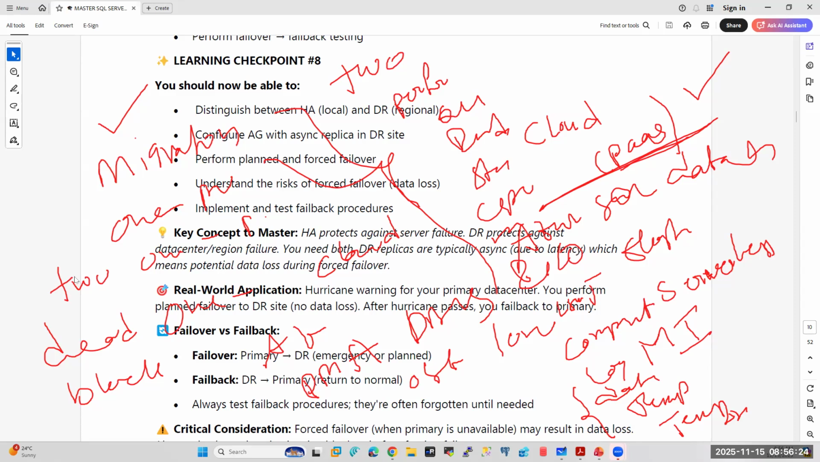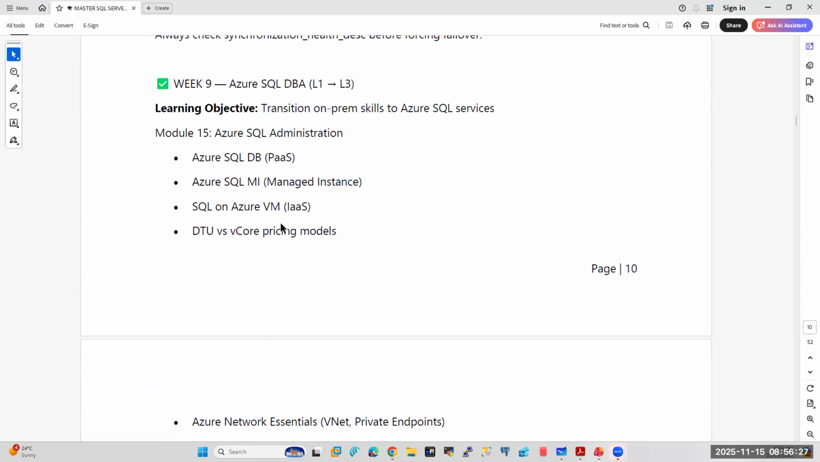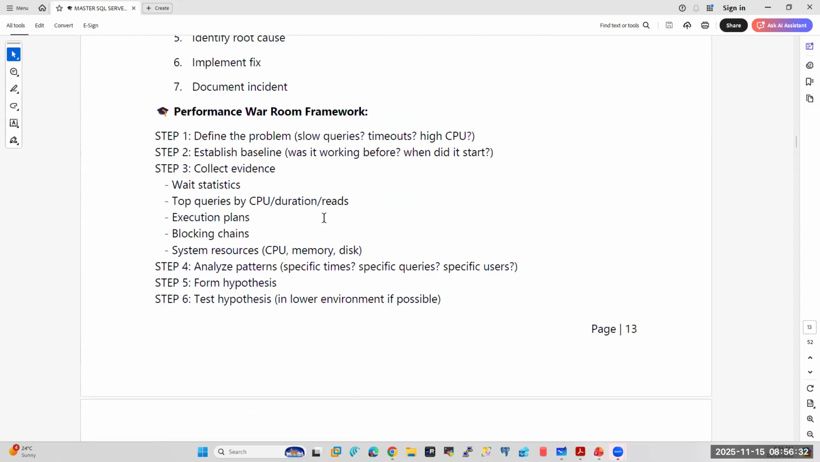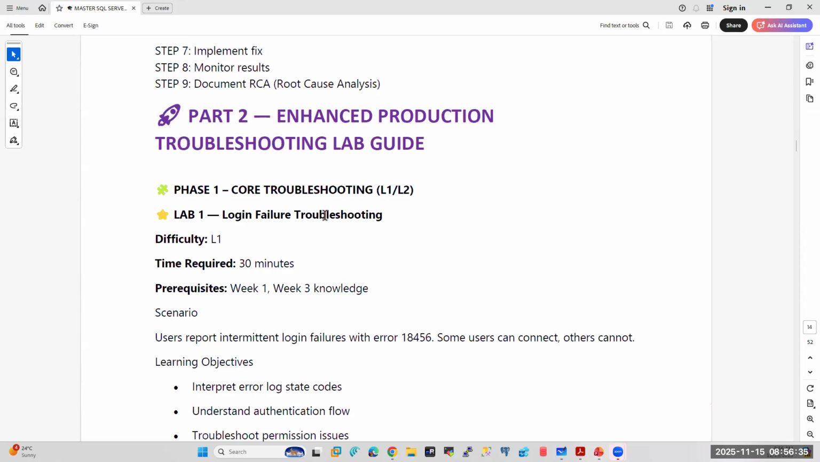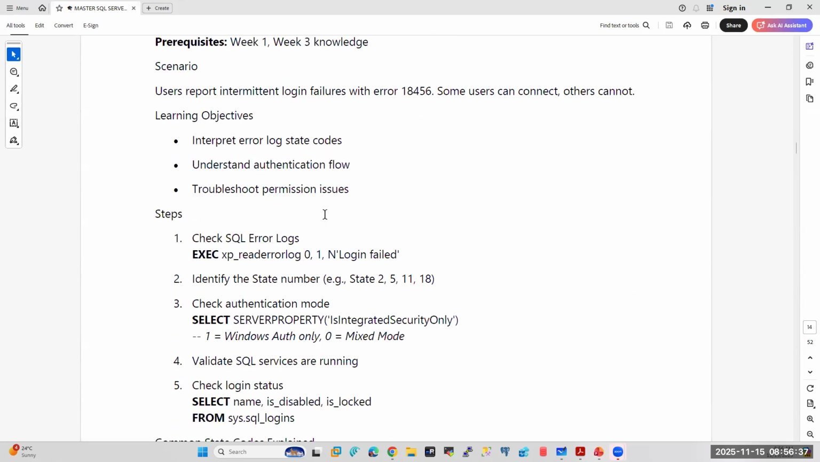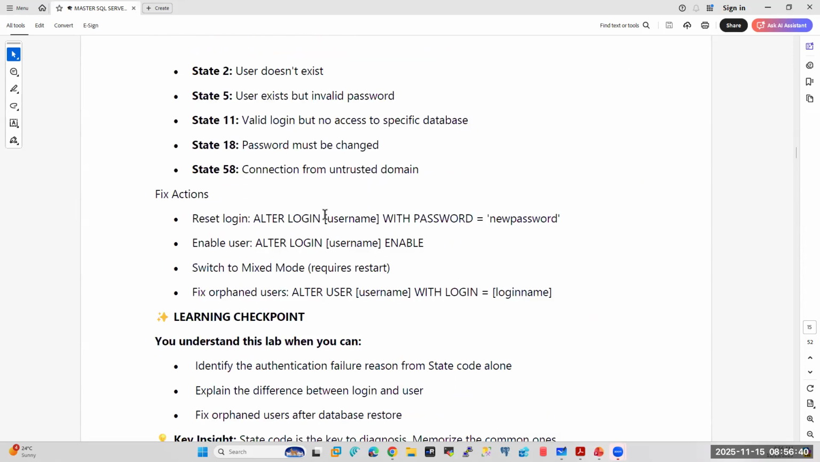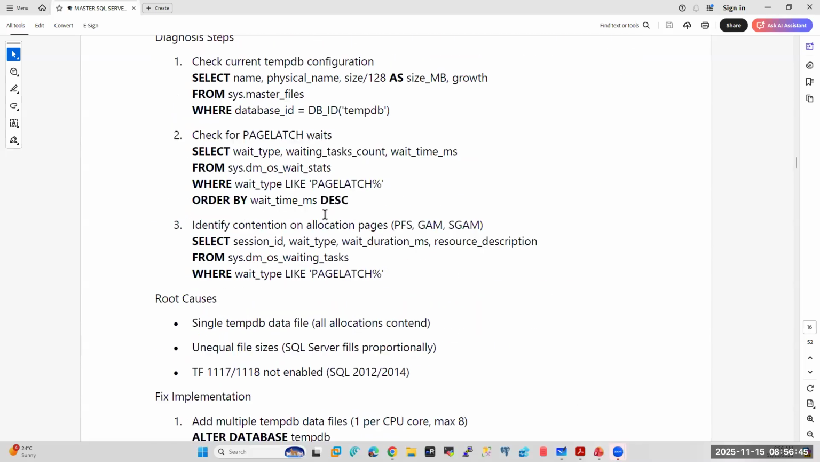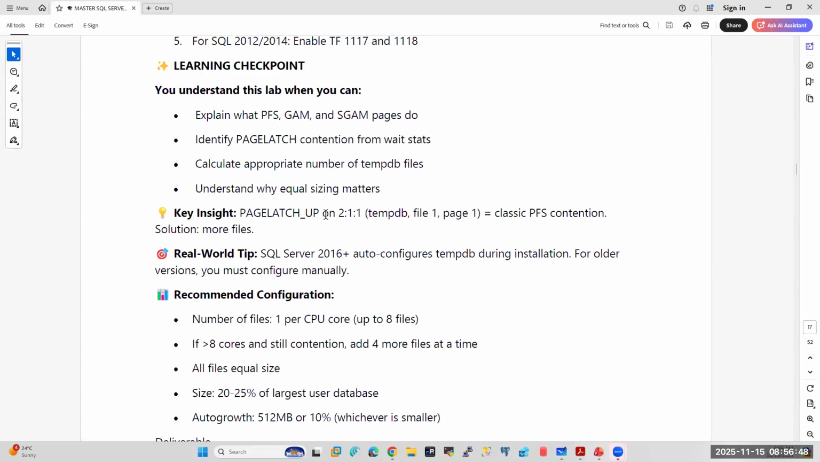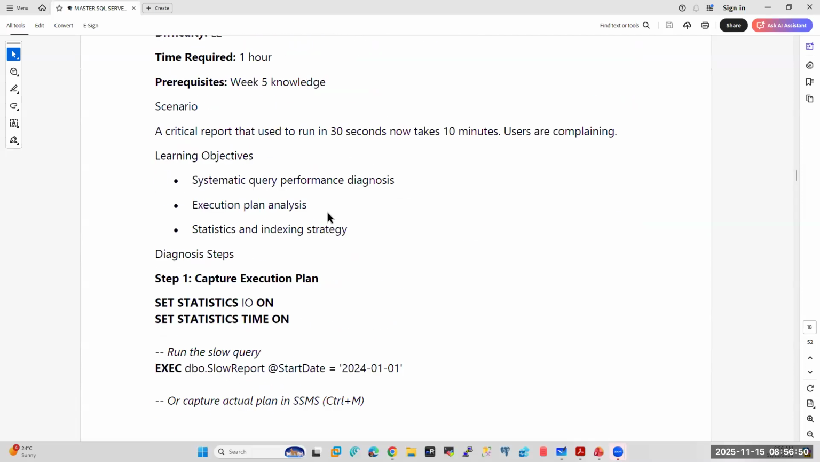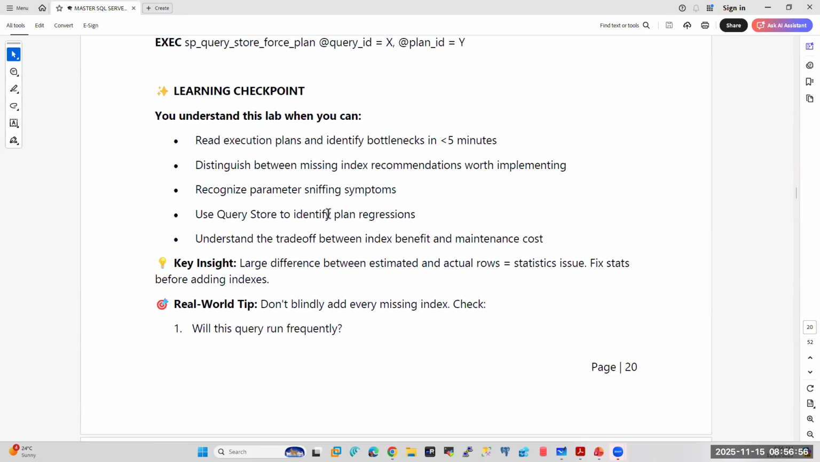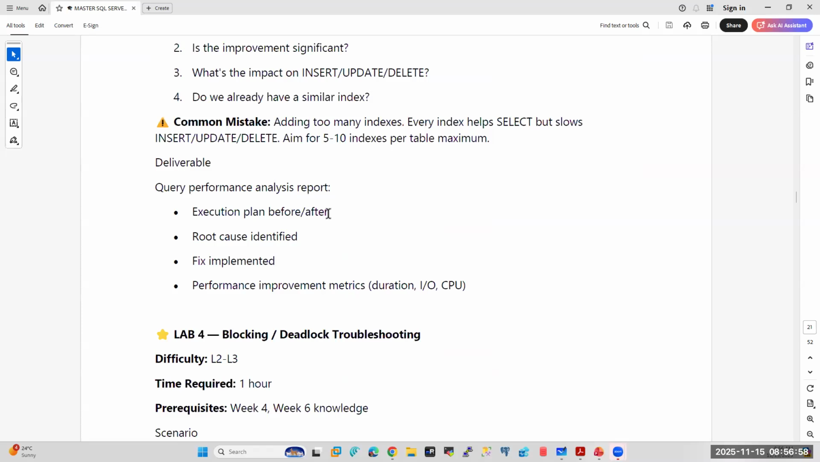You will get this document, what we are delivering. We won't mention everything completely here, but how much you need, that much we mentioned. Like login failure troubleshooting, tempdb contention troubleshooting. Then we'll discuss slow running queries, CPU, memory, IO, much more stuff I mentioned. We'll discuss a lot of blocking and deadlocks.